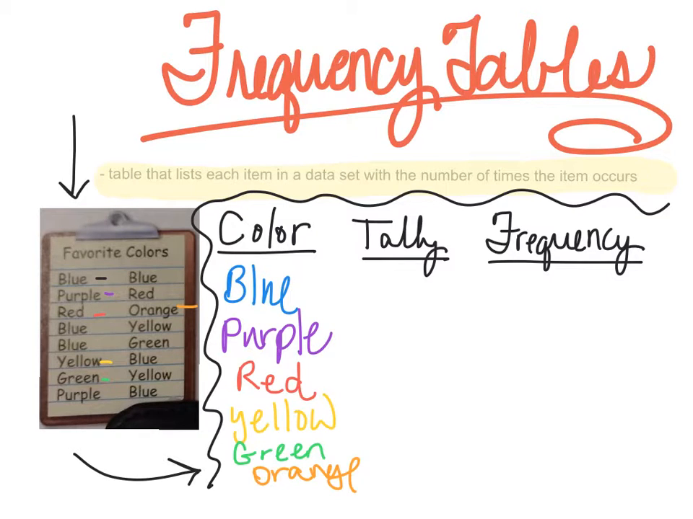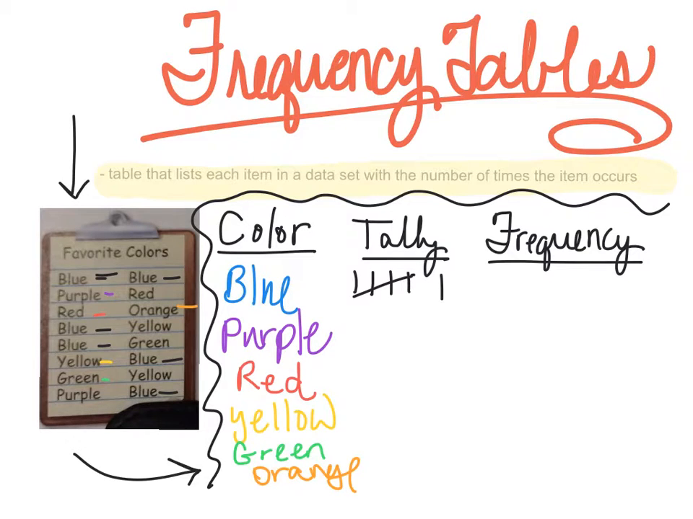Okay, now we're going to tally how many blue we have. We're going to start with blue. So we've got 1, 2, 3, 4, 5, 6. So I'm going to put little tick marks under the tally section here beside the blue. And I'm going to put 6 of them because there's 6 blue in the chart. 1, 2, 3, 4, 5, 6.